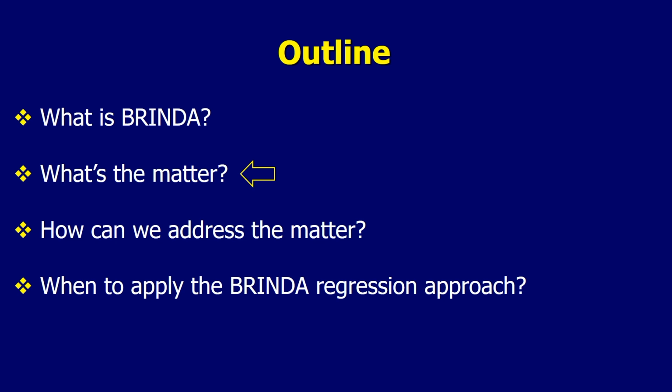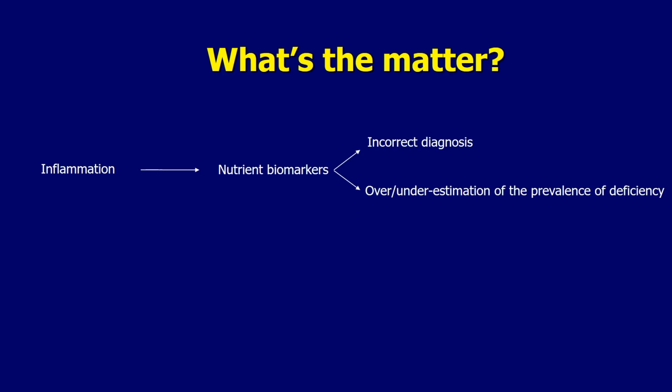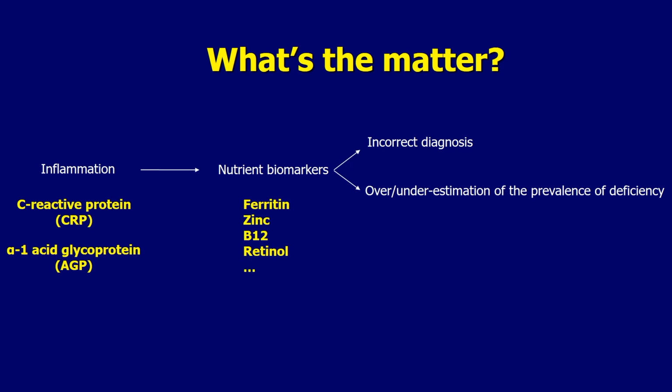Now, what's the matter here? As you may know, some nutrient biomarkers are affected by inflammation, which can lead to incorrect diagnosis of individuals and to overestimation or underestimation of the prevalence of deficiency in a population. In BRINDA, we use CRP or AGP to reflect individuals' inflammation status, and the nutrient biomarkers that we are interested in include ferritin, zinc, vitamin B12, retinol, etc.